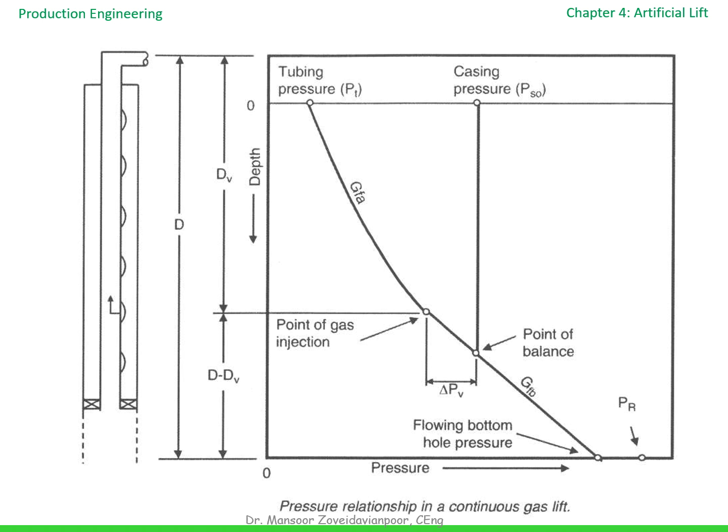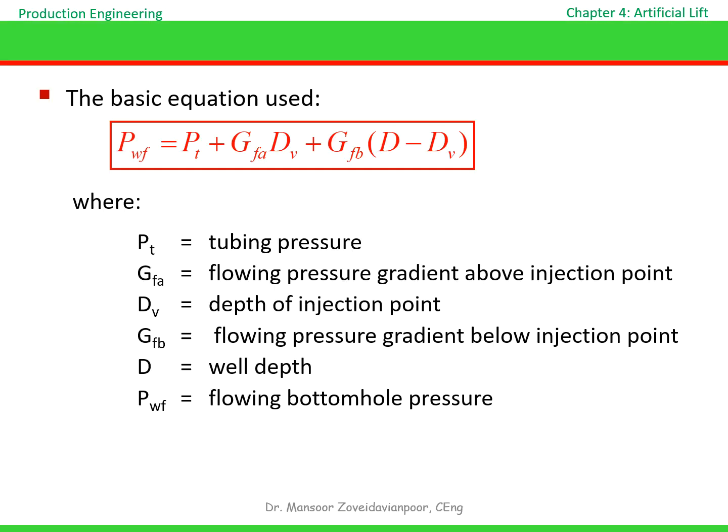Now let's put this pressure relationship into equation form and see how engineers calculate the pressures at different depths. This equation simply accounts for the pressure changes from surface to bottom hole. Starting from the tubing pressure, we add the pressure losses above the injection point and below the injection point to obtain the flowing bottom hole pressure, PWF. The important takeaway isn't the equation itself. It's understanding that the injection depth, pressure gradients, and tubing pressure all influence the final bottom hole pressure, which ultimately controls well performance.